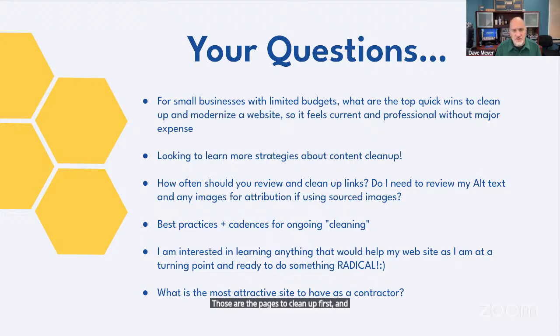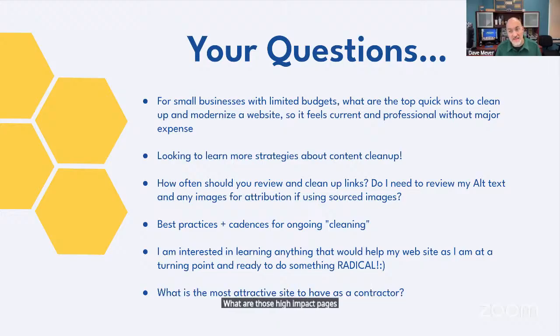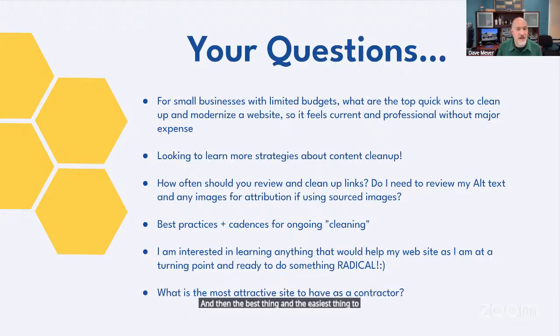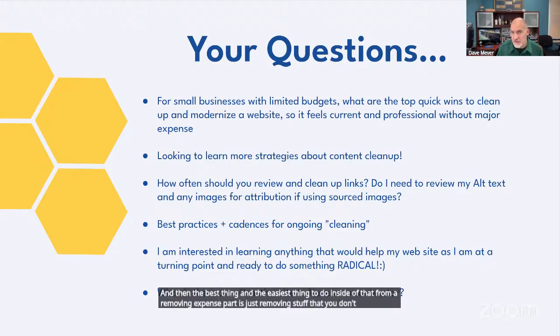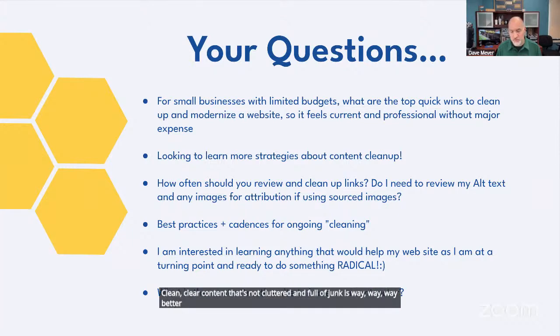And the best way to do that is simply to look at what those high-impact pages are. Look at your SEO results, look at your Google Analytics. What are the top viewed pages on your website? Focus on those. And then the easiest thing to do, from a removing expense standpoint, is just removing stuff that you don't need. Clean, clear content that's not cluttered and full of junk is way, way better. It's prettier and more user-friendly than too much information. So start by paring back the content that you really don't need.